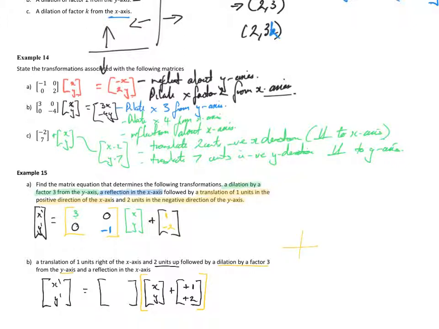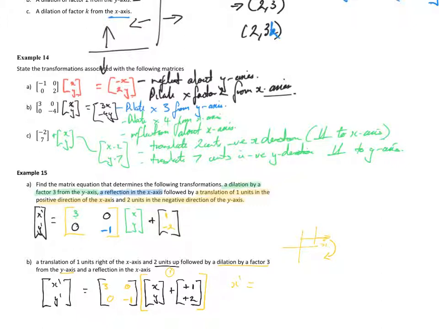Let's apply the dilation by a factor of 3 of the y-axis, which is to the right. So the x value gets affected, so it's a 3, 0, 0. And then we're going to have a reflection in the x-axis, which is about the x-axis, so the y value gets affected, so a negative 1 where the y value is. So that's the matrix equation that would apply those particular set of transformations.